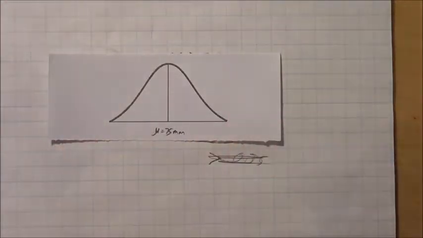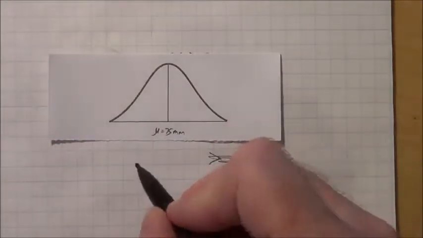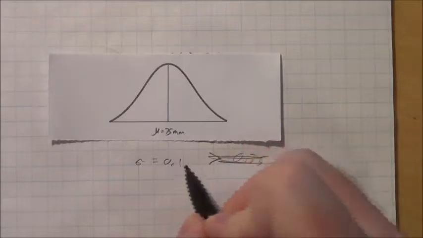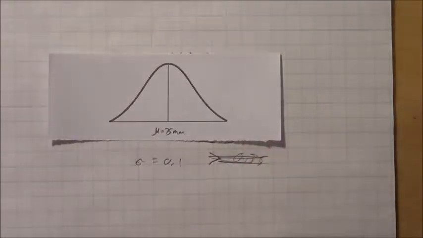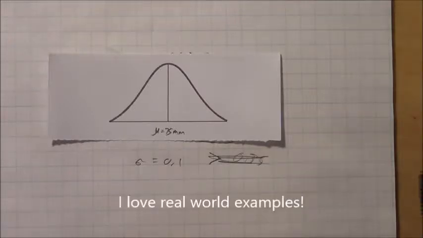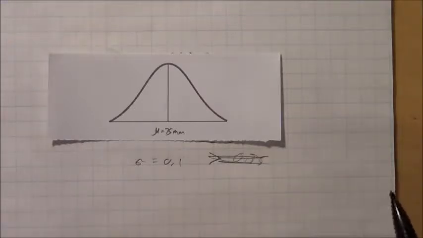And we've got a standard deviation of 0.1 millimeters. If a screw is too long, it is automatically rejected. So if 1% of the screws were rejected, what is the length of the smallest screw rejected?